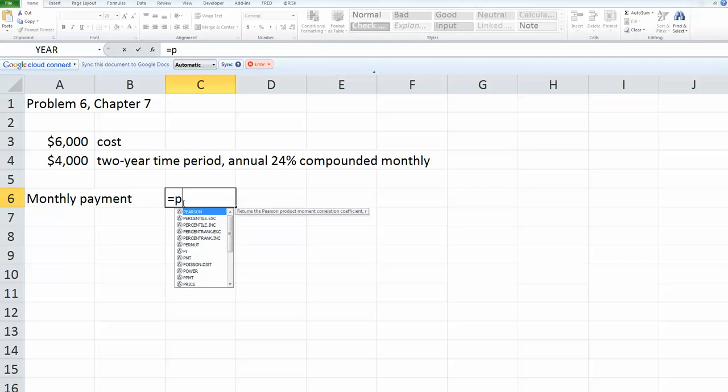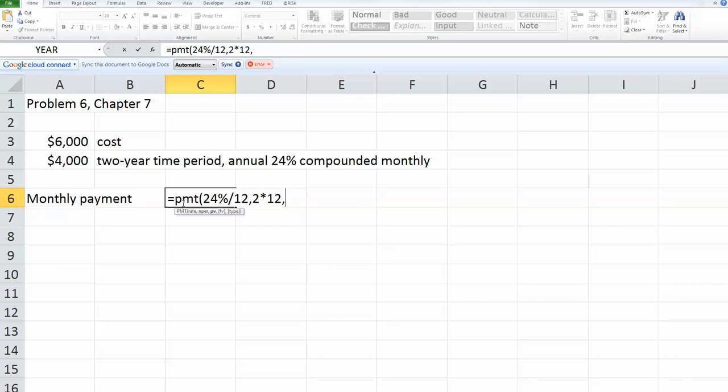In this case, I'm trying to find a payment, and my rate is 24%, but it's compounded monthly, so I'm going to divide by 12. It's a 2-year time period, but it's monthly payments, so a total of 24 months. And I can just enter 2 times 12. Excel will do the calculating for me.